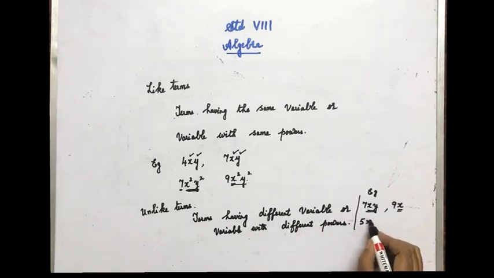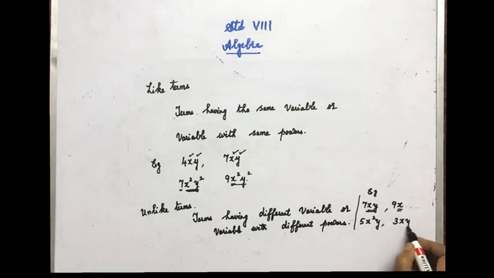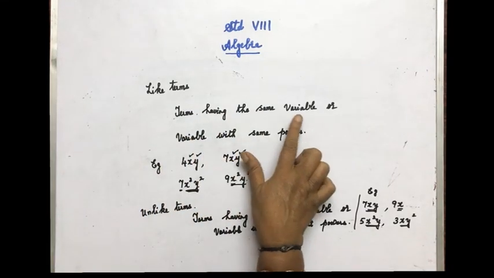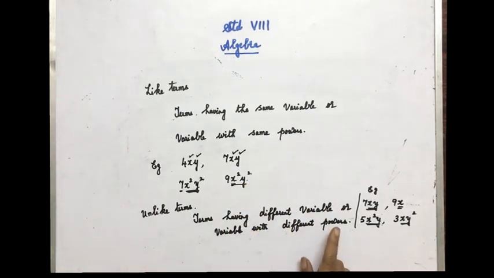If we write 5x squared y and 3xy squared, now we have to compare the variables. Here x power is 2, but here we have only x with power 1. And the other variable y, power is 1 here, here power is 2. So the powers are different, so they are unlike terms. So like terms are terms having the same variable or variable with same powers. Unlike terms means having different variables or variables with different powers.